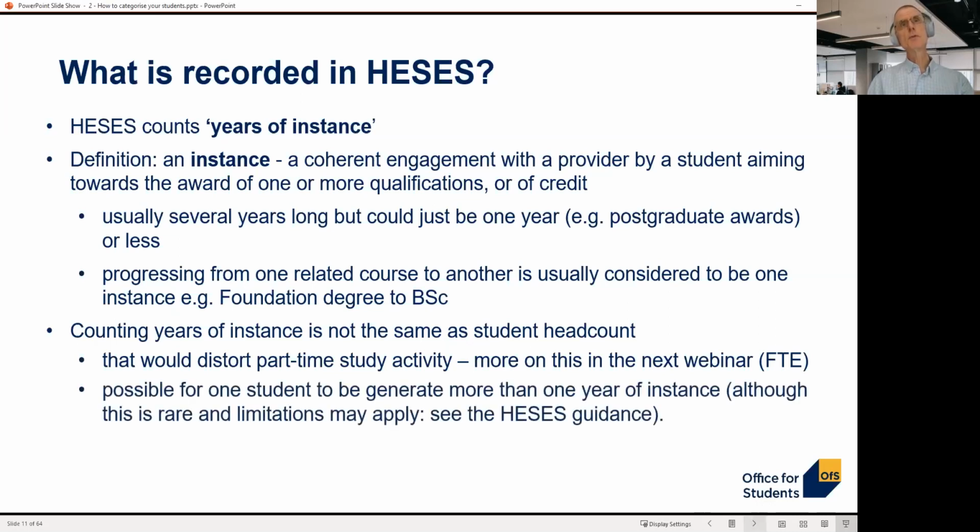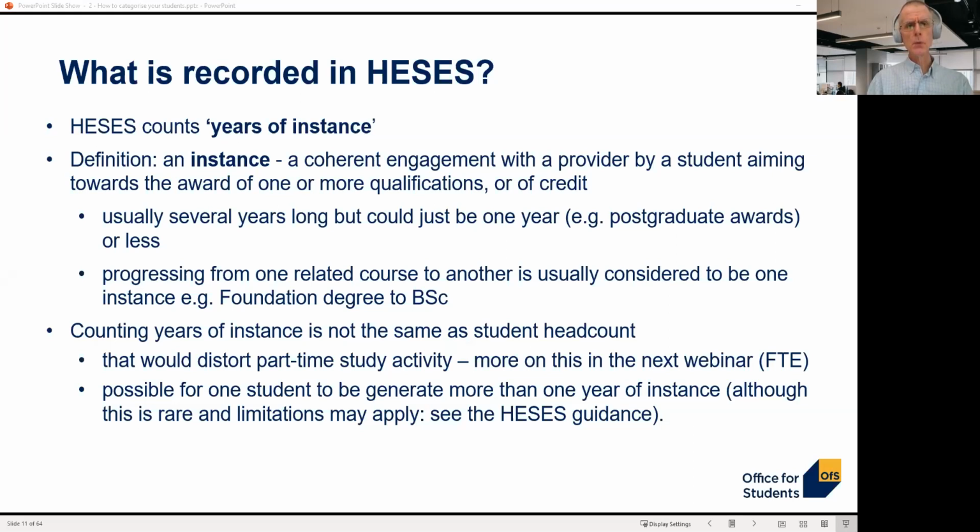Occasionally, it's possible for one student to generate more than 1 year of instance, although this is particularly rare. There's a slight typo on the slide there, sorry about that. So the HESES guidance actually gives an example of a first year of an undergraduate degree course of students starting in September 21, and then perhaps in March, they might go on to a part-time HNC with the same provider. That kind of thing is unusual, but it's just worth mentioning here in case it ever comes up.